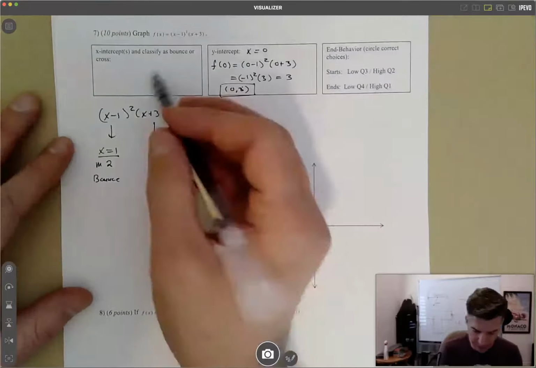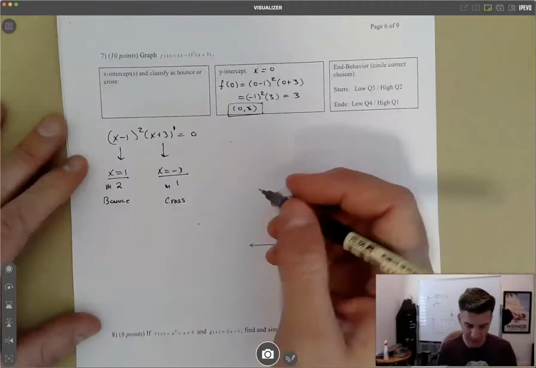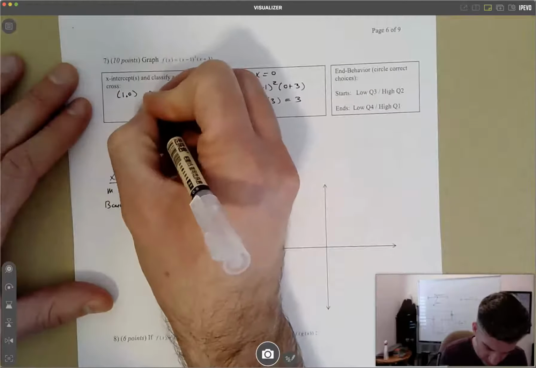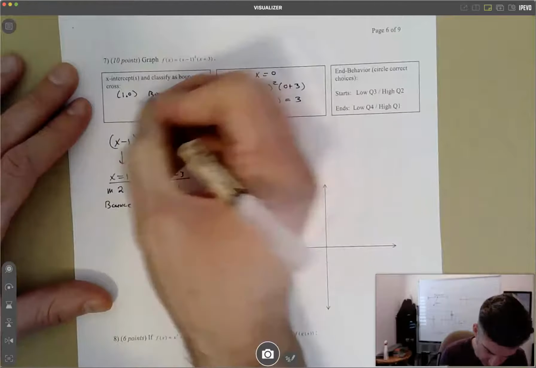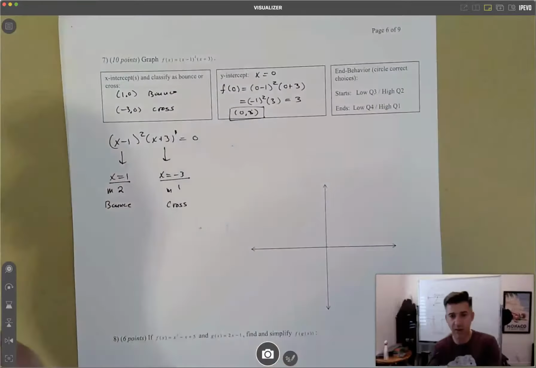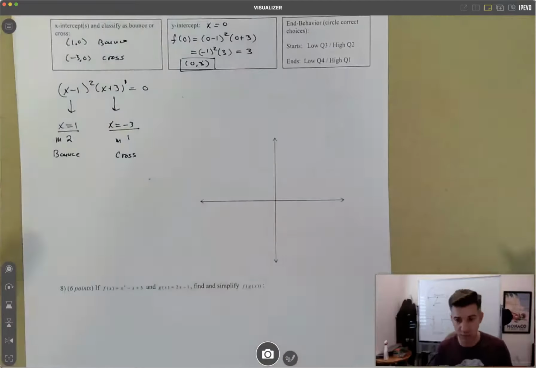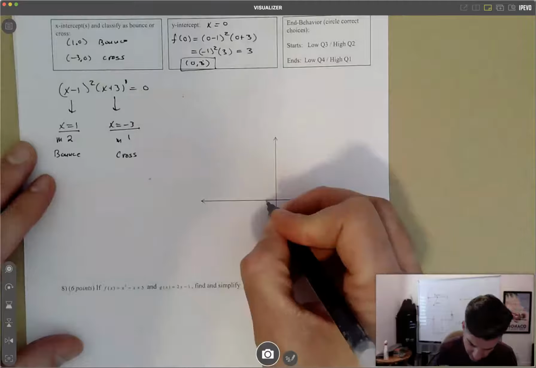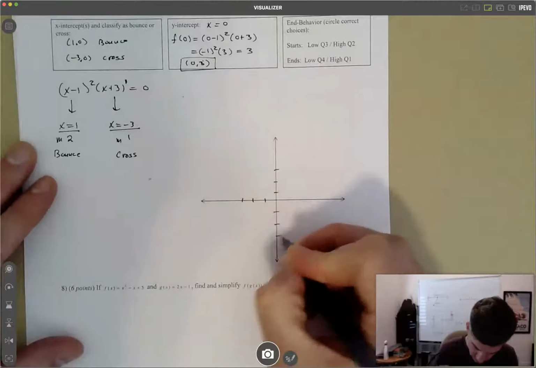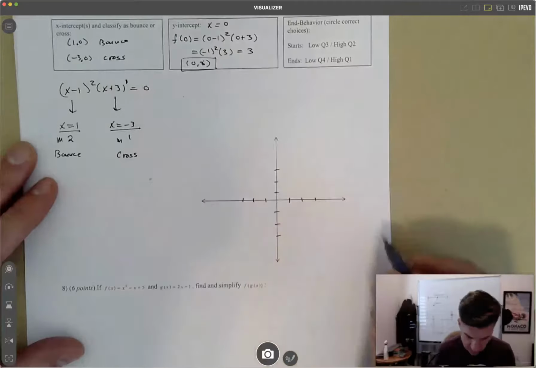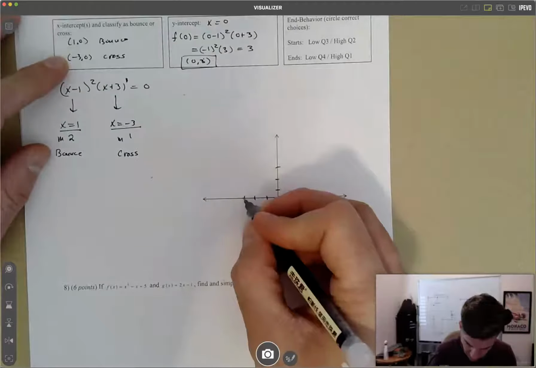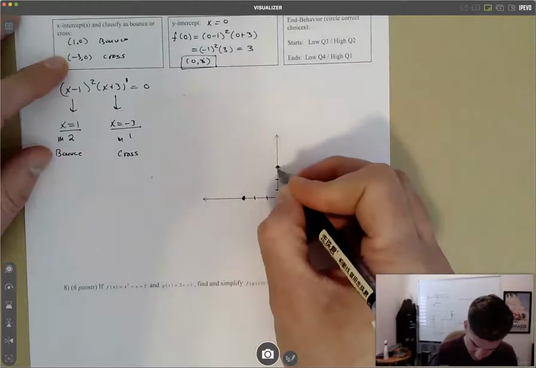I don't really need to rewrite them here. I don't think you need to, but you could if you want to. (1, 0) is a bounce, and (negative 3, 0) is a cross. And then just try and draw the graph as well as you can. It should be smooth, it shouldn't be pointy. There's no breaks. It's nice and continuous. So I've got the point (1, 0), the point (negative 3, 0), and the point (0, 3).